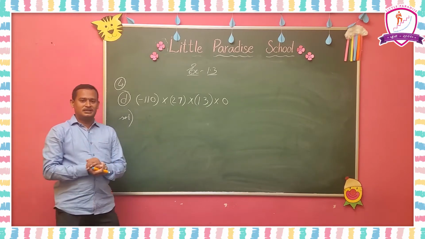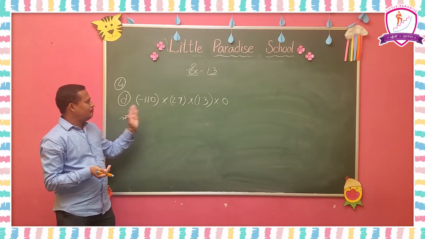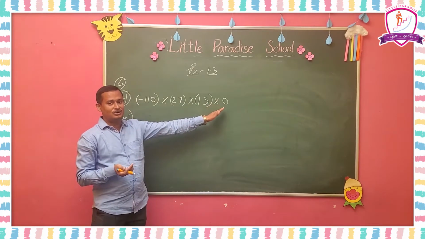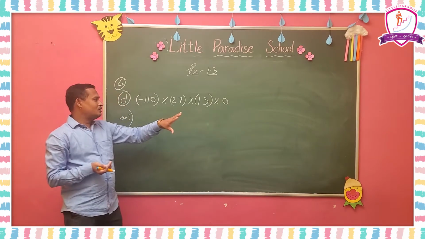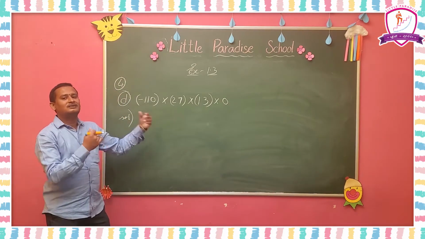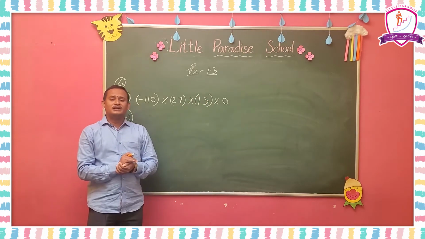Here one thing you have to observe: when you are multiplying more than two numbers, if any number in that group of numbers is 0, then the total answer will be 0. The total answer will be 0. Why? Because we have the zero property, no?